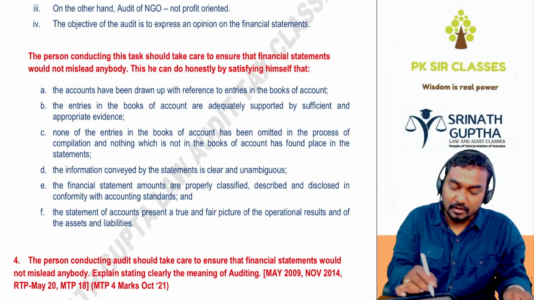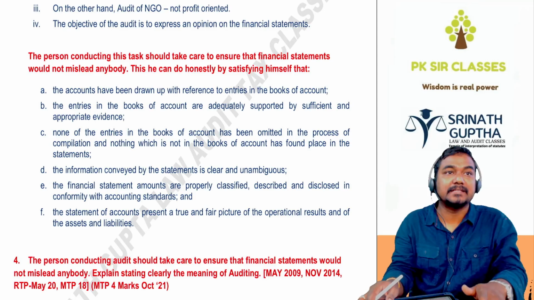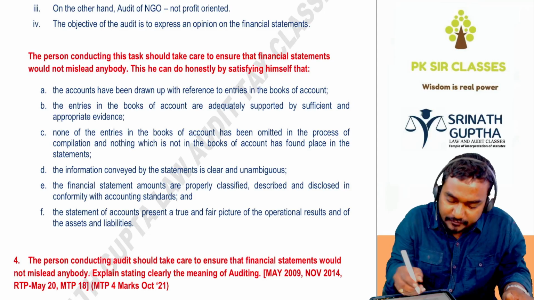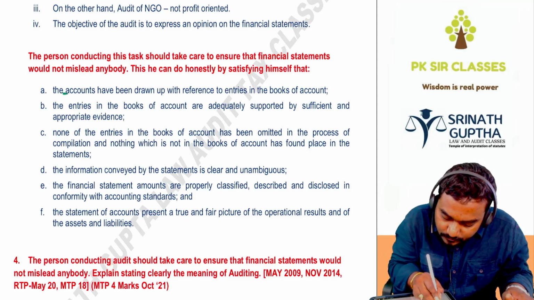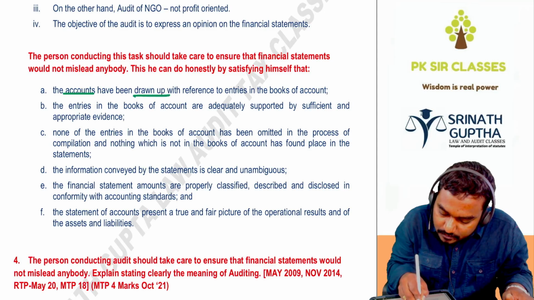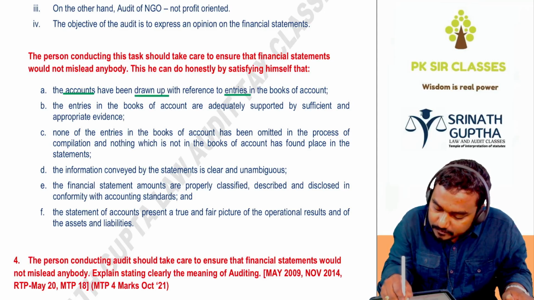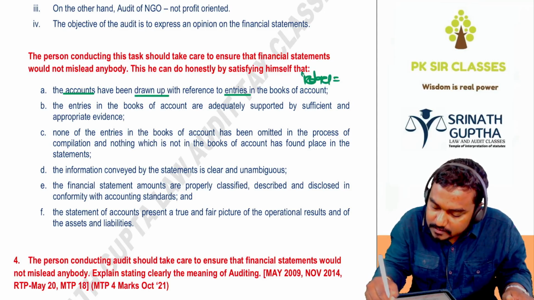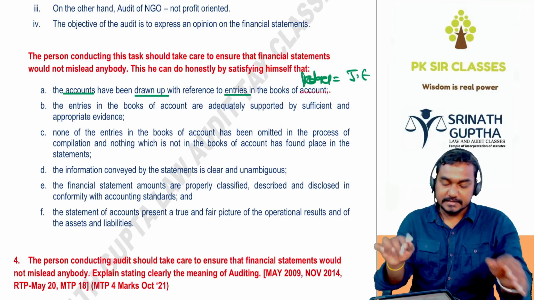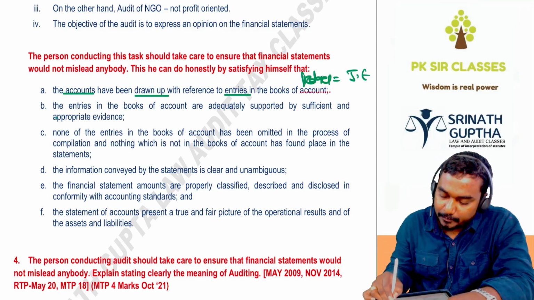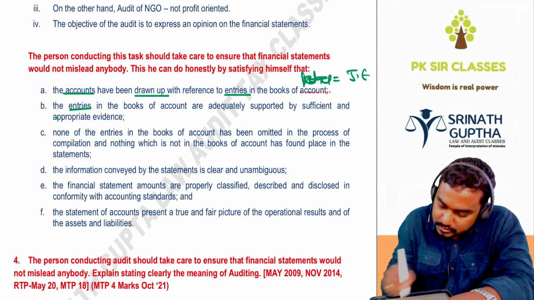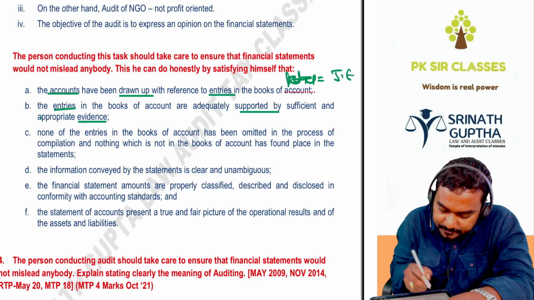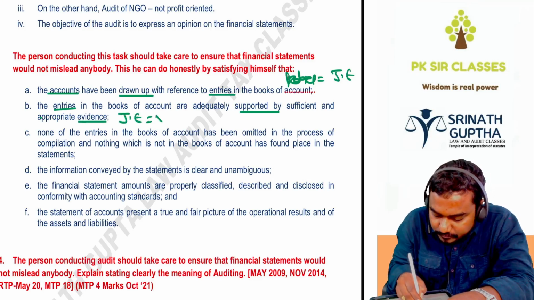First, accounts have been drawn up with reference to entries in the books of accounts. What does it mean? Ledgers equal journal entries. Both have to match. Second, the entries in the books of accounts should be supported by sufficient evidence. What does it mean? Journal entries should be equal to vouchers.